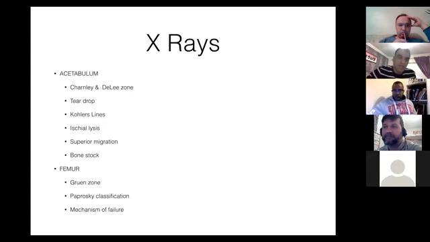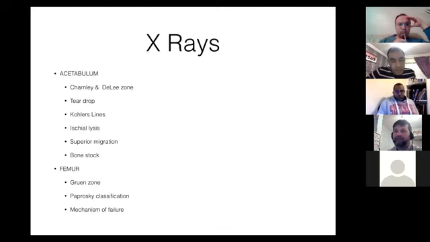So you need to go systematically, just comment on all these things. See where the acetabulum is loose, in which zone it is loose, whether the teardrop is visible, whether the calcar lines have been breached or not breached, how much ischial osteolysis there is, and superior migration. Again, the same applies on the femur side.